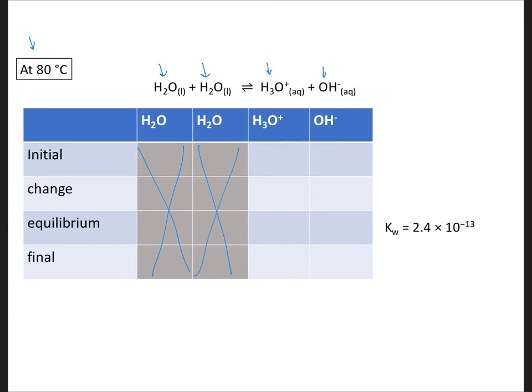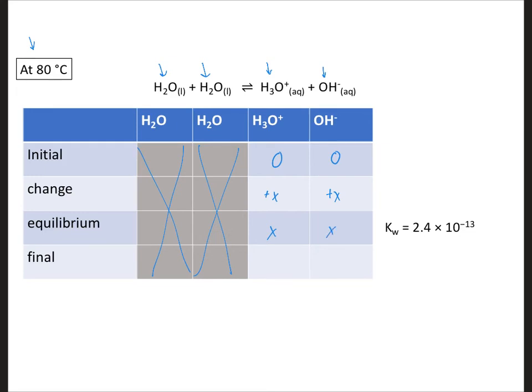We're still going to do that same thing where initially we're going to have 0 of each of these ions as a product. We're going to change, we're going to produce these. And so we're going to have a plus x and a plus x. When we get to equilibrium, it's 0 plus x, which is just going to be an x.